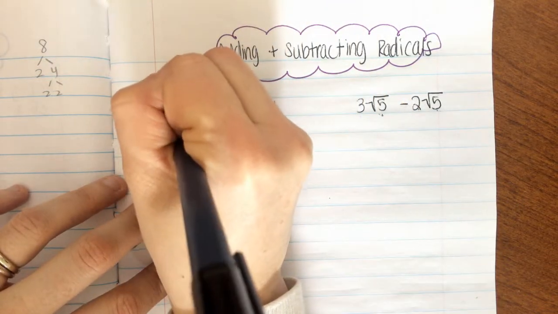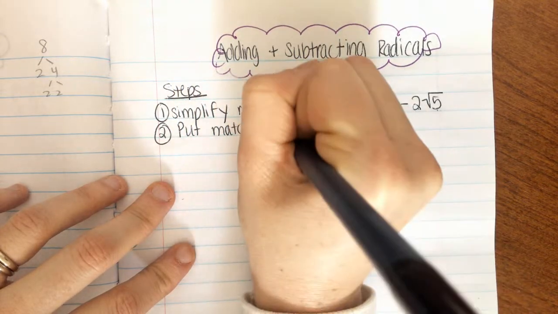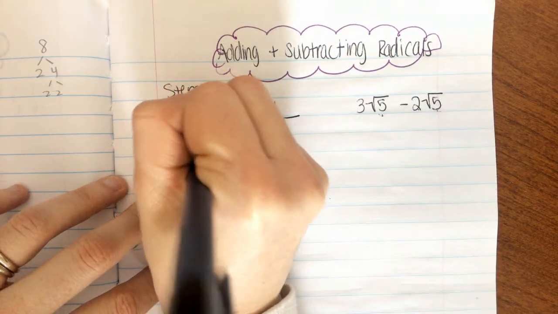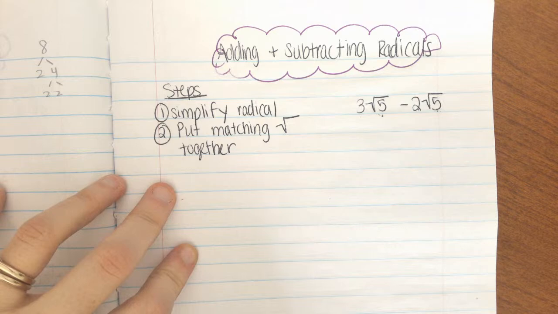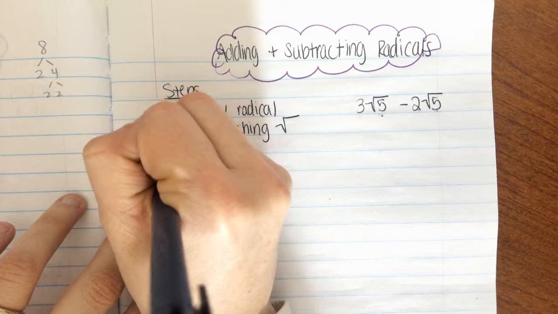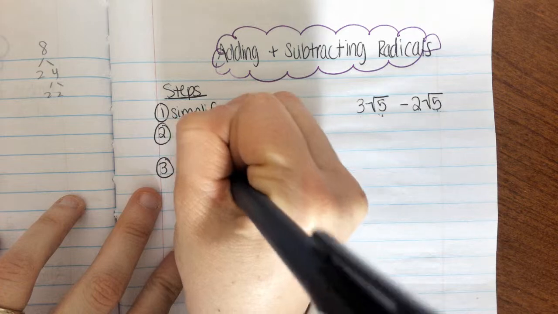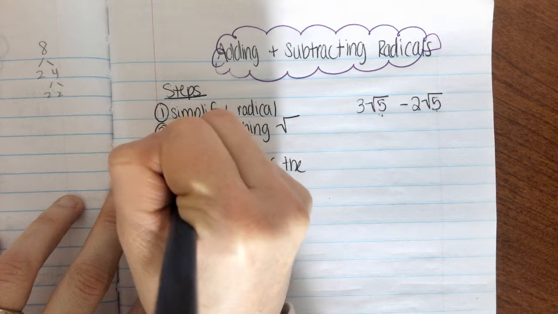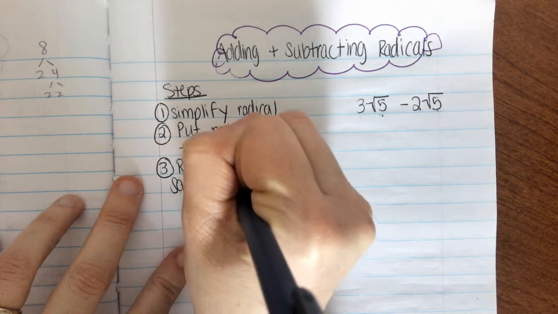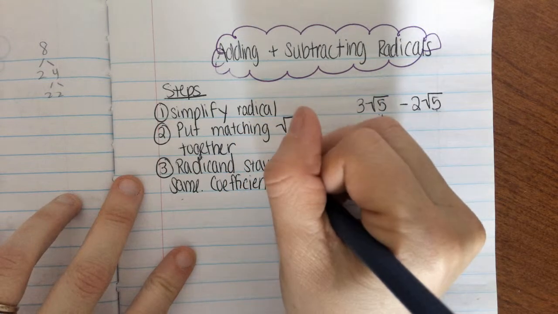After you do that, you put matching radicals together. So ones that have the same radical, you can actually put those together. And just as a note, the radicand stays the same. Your coefficient changes.